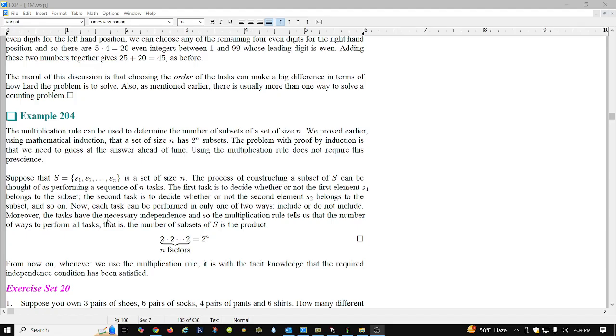These tasks have the required independence. The number of ways to say yes or no on any given element doesn't depend on what's happened before. You've always got 2 ways. So the multiplication rule says multiply 2 together with n factors, 2 to the n.